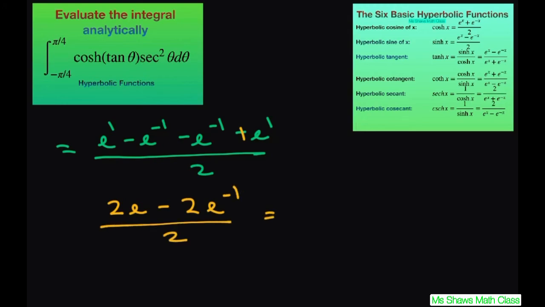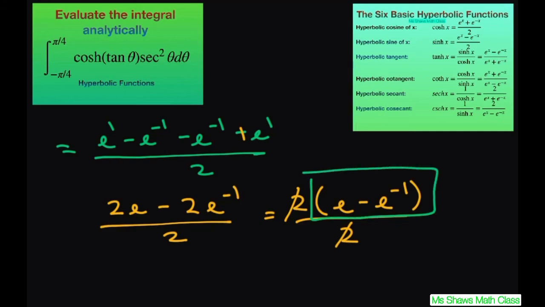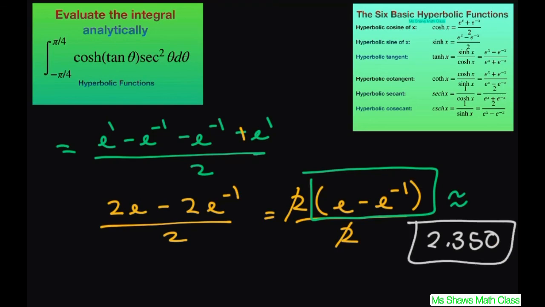And if you factor out a 2, you get e minus e to the negative 1 power divided by 2. This cancels out, and we're left with, this is your exact solution, and your approximate solution would be approximately 2.350.